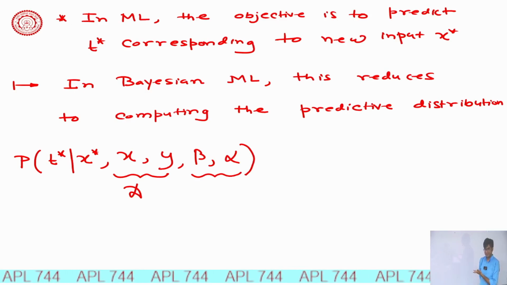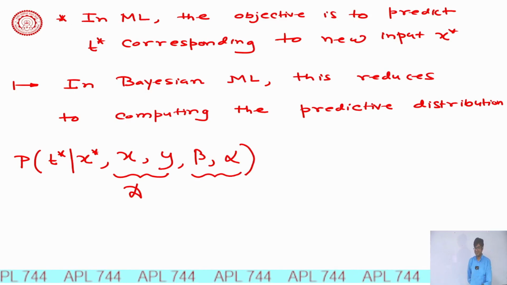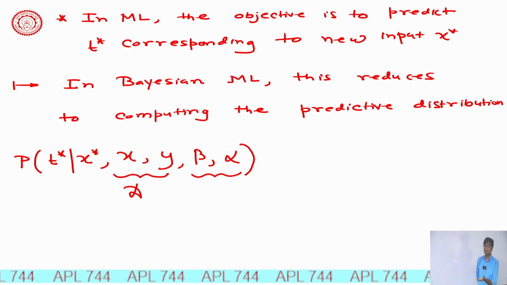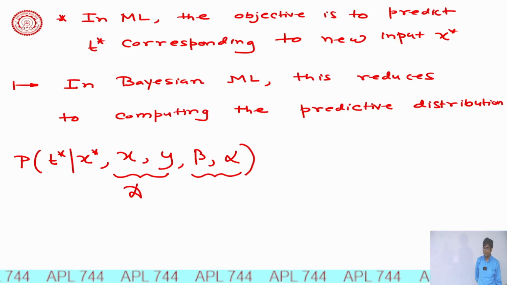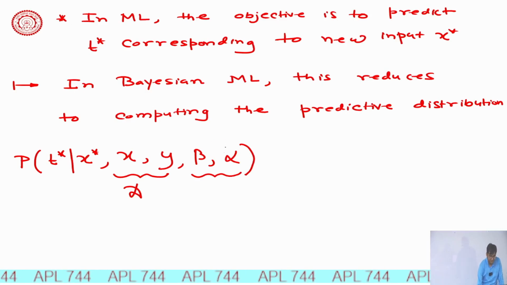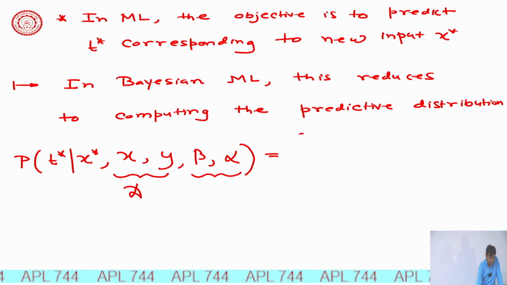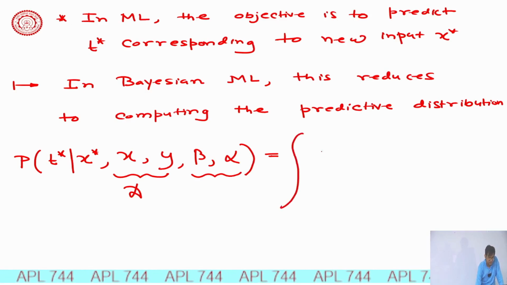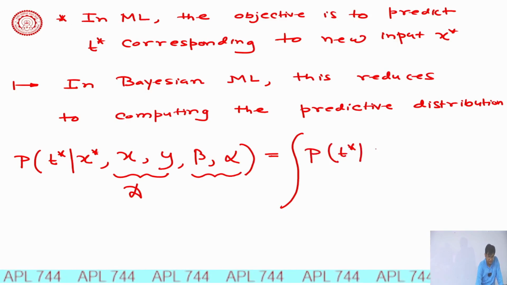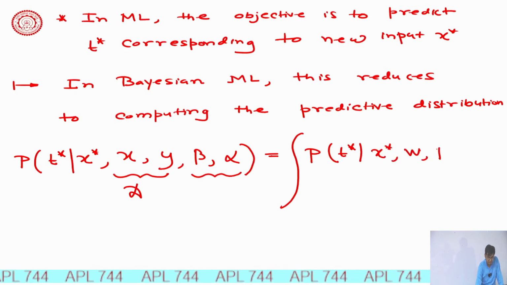We should integrate it out by using the sum rule. That is what is done, because the idea is you do not know W, you know the probability distribution of W. So, you have to marginalize out W by using the posterior distribution. So, this is equal to the integration of probability of t star given x star comma W comma beta.